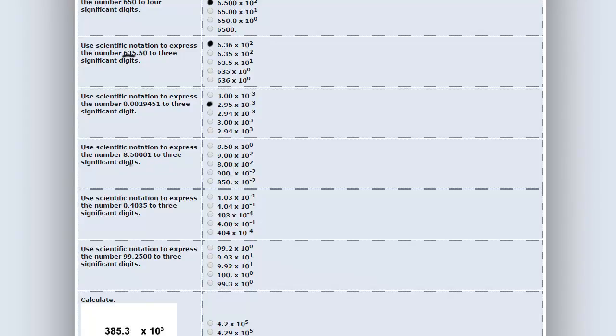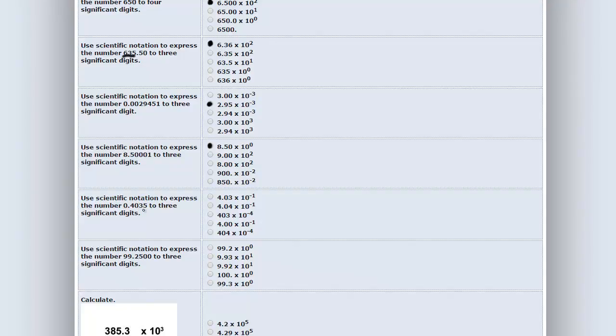Now we have to round this to three significant digits. So when we round this to three significant digits, 8.500, therefore it's going to be 8.50, and it's already less than 10. So 8.50 times 10 to the 0. That would be according to scientific notation.